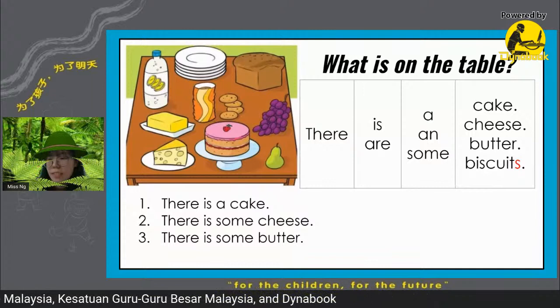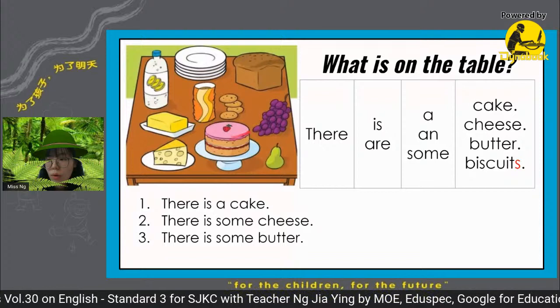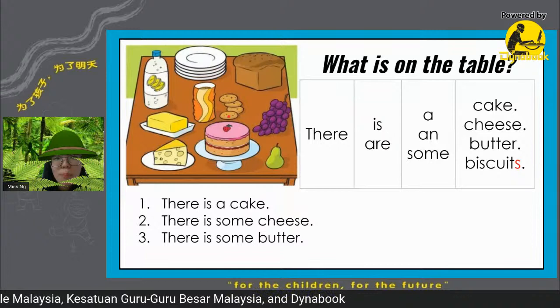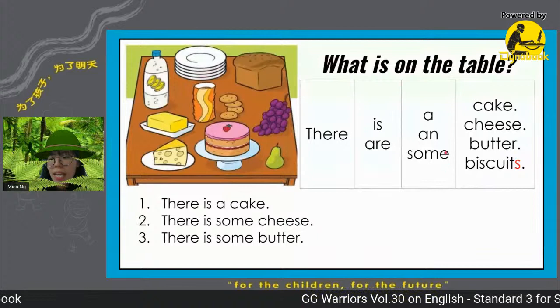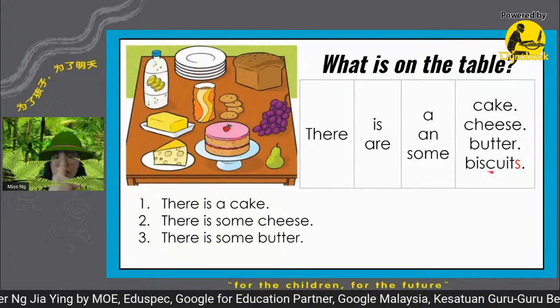So everyone, biscuits. When you see the S here, it means what? It means many, right? Okay, how many biscuits can you see on the table? So we have 1, 2, 3, 4. We can count them, right? 4 biscuits, okay? So this is countable, everyone. So if we have many biscuits, we can use some, okay? We cannot use a or an because a or an is for 1. Now it is only for 1. So we have some biscuits. So we have there is or there are some biscuits.